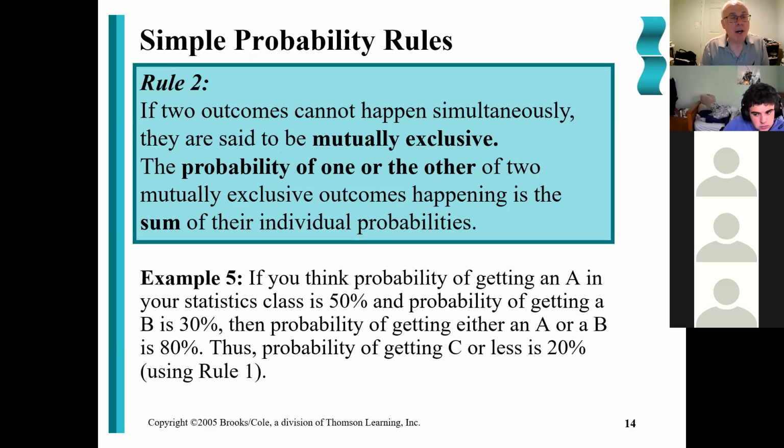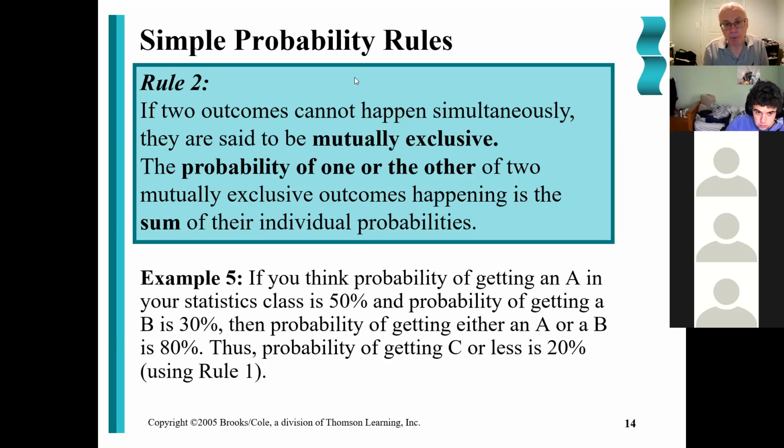Here's another idea in probability. If two outcomes cannot happen simultaneously, they are said to be mutually exclusive. The probability of one or the other of two mutually exclusive outcomes happening is the sum of their individual probabilities. All right, so what does that mean? Well, let's go back to the boy-girl. If a child is born and there's only two outcomes, those outcomes are mutually exclusive. That means the baby's either a boy or the baby's a girl. And again, we're just making this assumption. We're not going into other possibilities. Let's make it very simple. Boy, girl, those are the two outcomes. They're mutually exclusive. That's what we mean by mutually exclusive. Two outcomes cannot occur simultaneously.